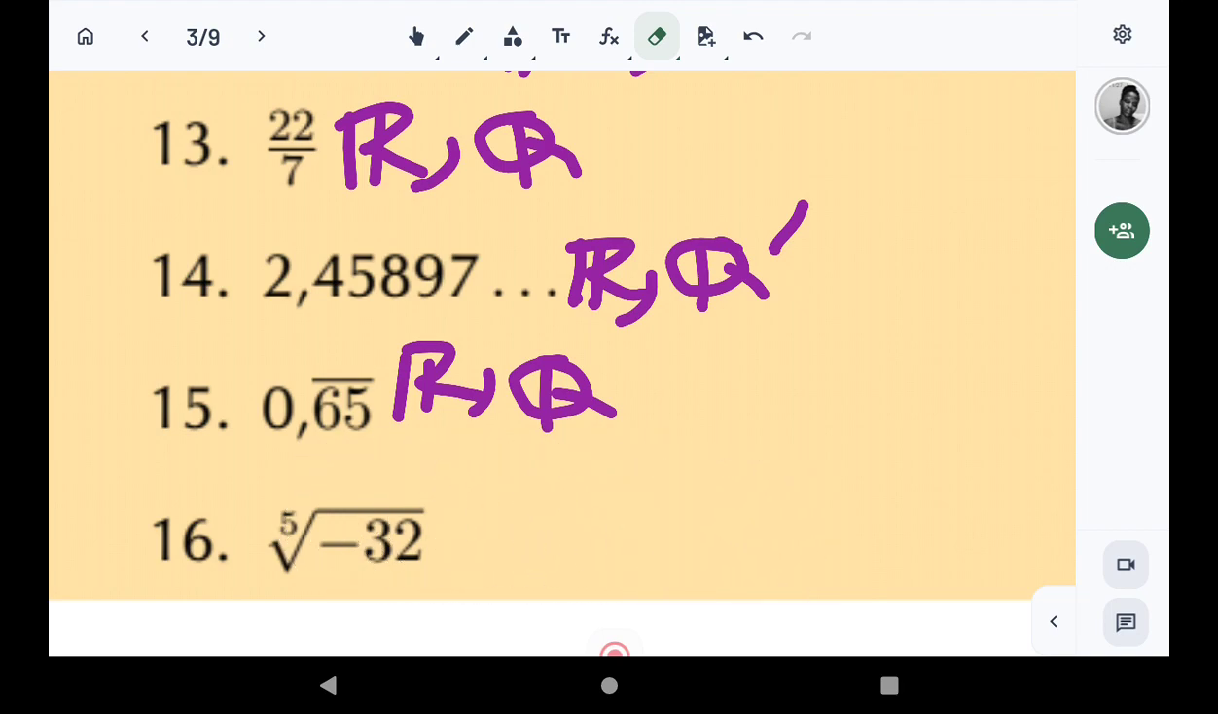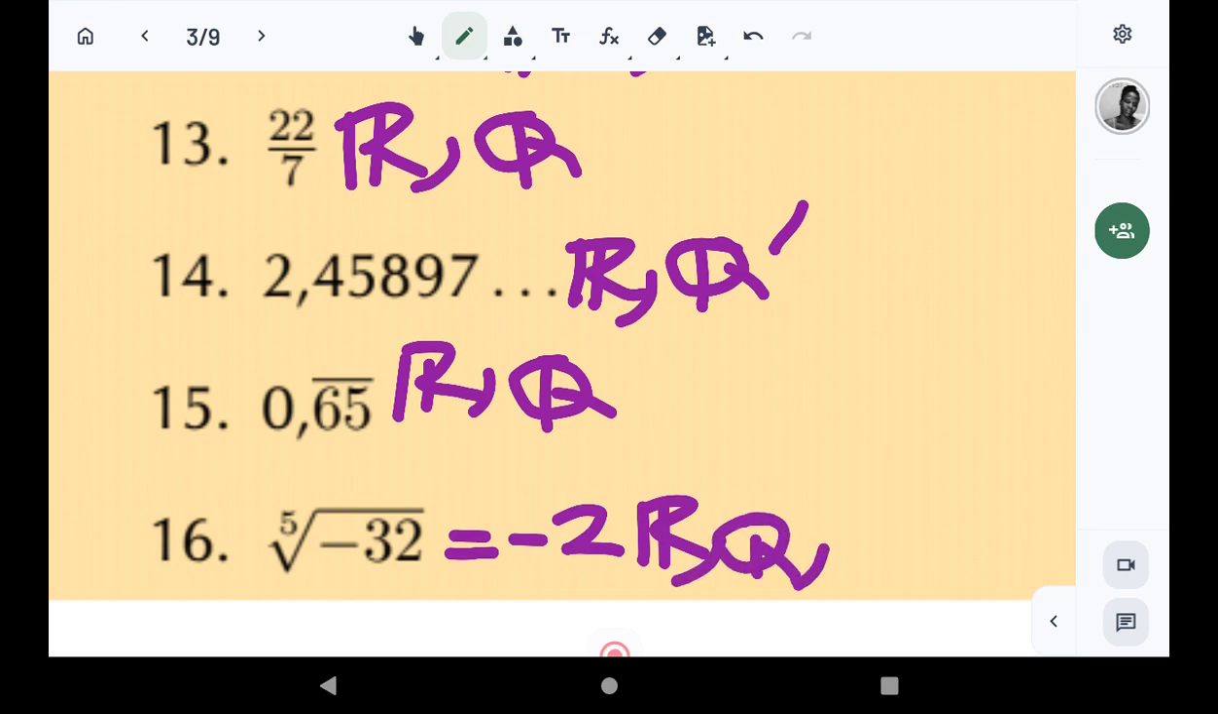The fifth root of negative 32, yes, that negative 32 is a perfect power of 5. It's negative 2 to the power of 5. So this is equal to negative 2. Yes, negative 2 is a real number. It is rational. It is an integer, but that's where it ends. It's not a natural number.